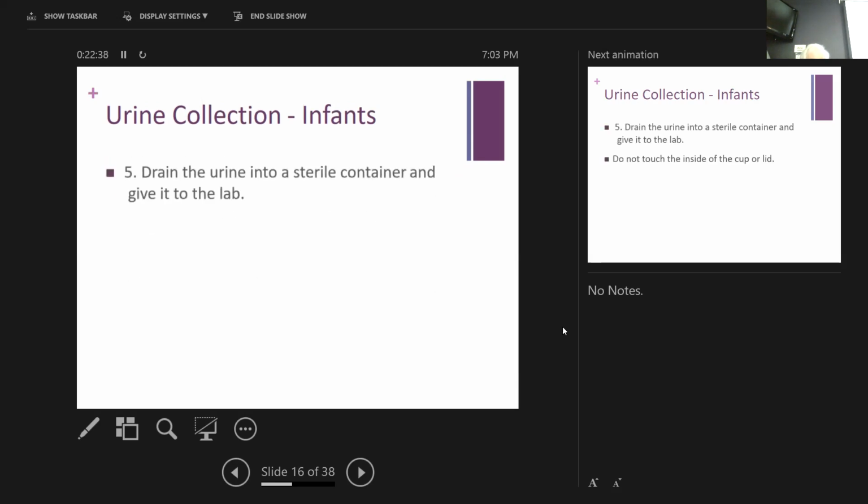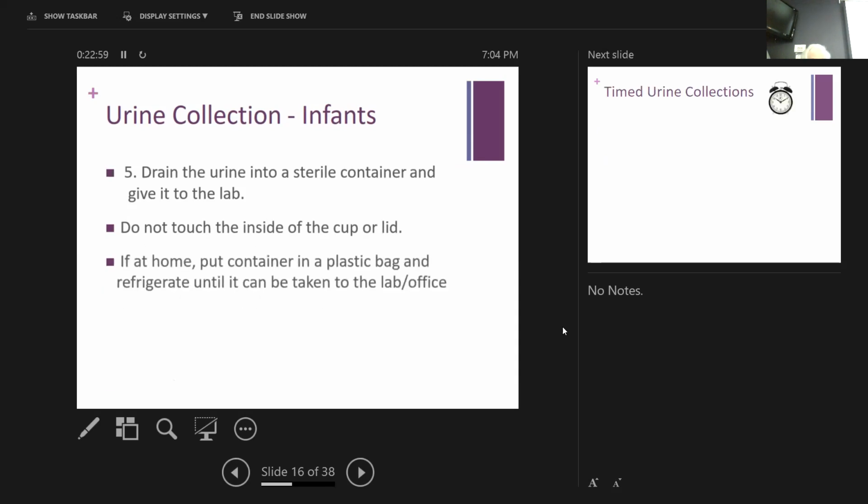So then you drain the bag into a sterile container to take to the lab. Be careful: do not touch the inside of the cup or the lid. That's so you do not contaminate the sample from your child, because again, we're covered with bacteria and other things. Then you can put the container into a bag.